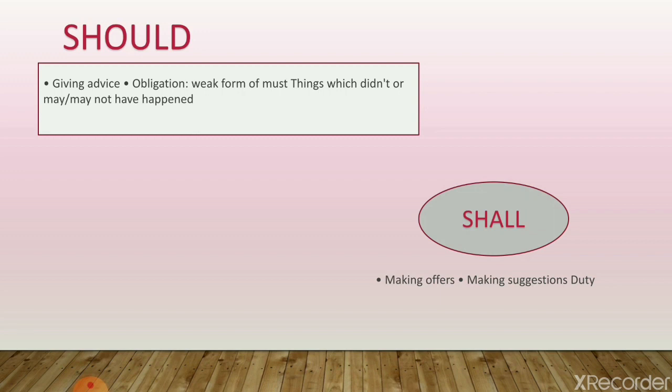If we see, shall is used for making offers or making suggestions, duty. So, like, shall we go for a jog? And if we use should: you should start eating healthy food. Again, our advice is there. Or, we should obey the traffic rules.